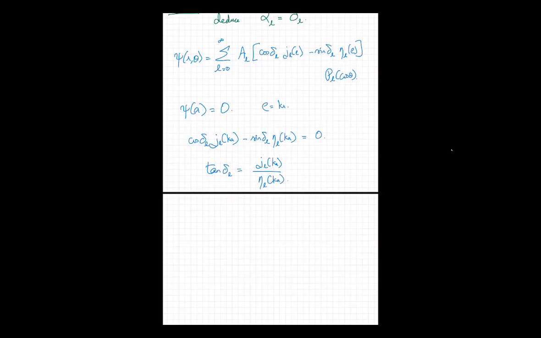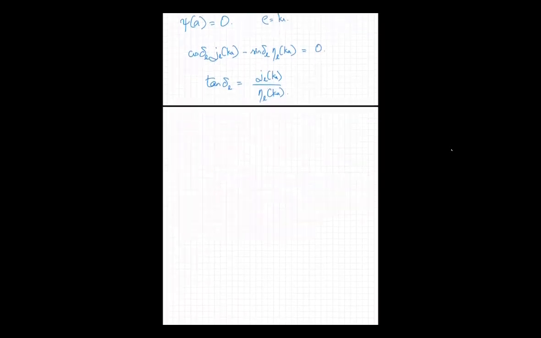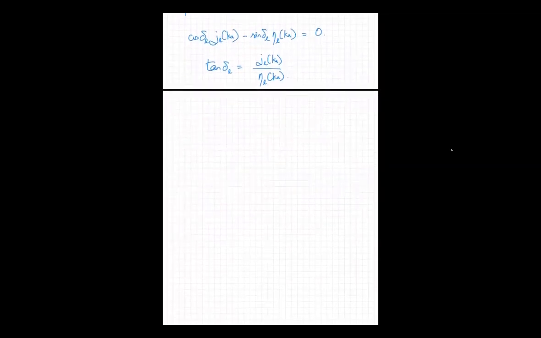Formally, this solves our problem. One can always use this expression to calculate the phase shifts. Knowing all the phase shifts, we know the scattering amplitudes, and knowing the scattering amplitude, we can calculate the differential cross-section. Formally, this is the solution. But of course, we can go ahead and understand this physically, making some approximations.